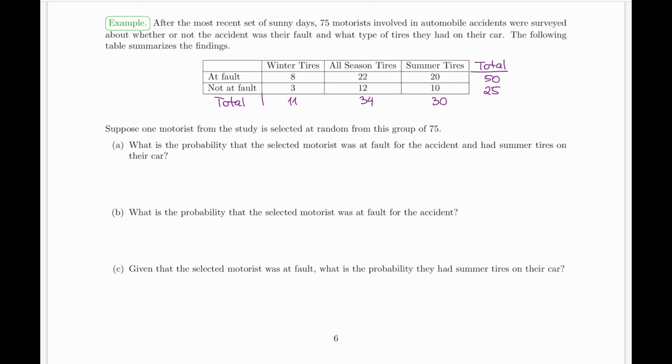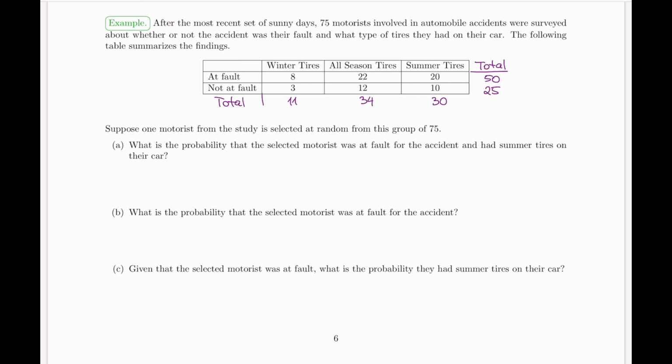Note that if I add down the total column, I'm going to get 75. And if I add down the total row, I'm also going to get 75. And 75 is how many motorists in total were actually surveyed. Excellent. Now that we have this table, we can go through and calculate various probabilities using it.